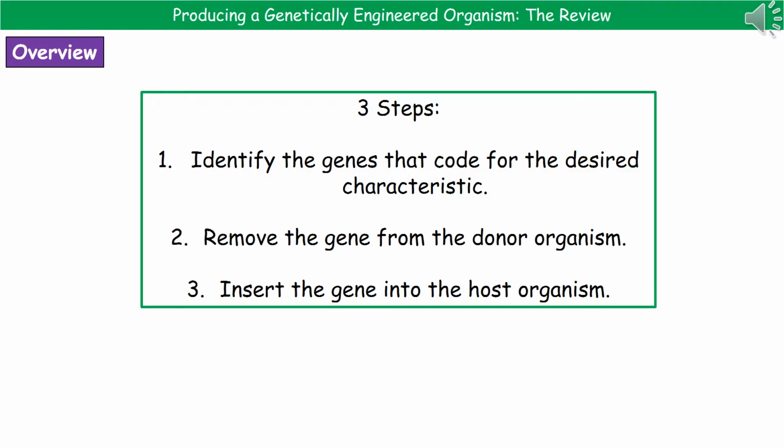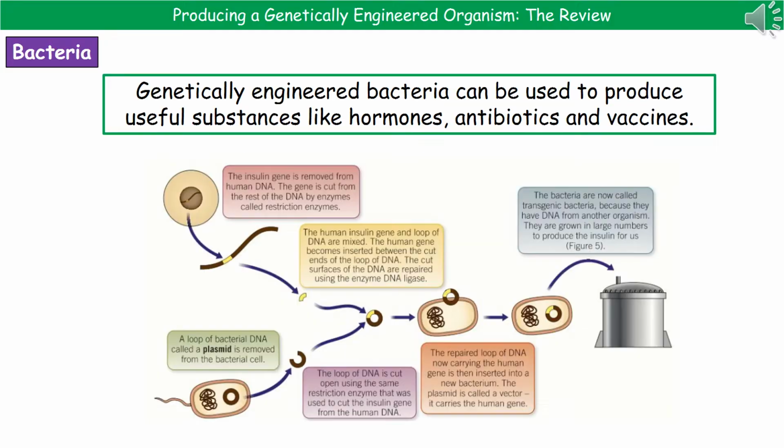Firstly, we identify the genes that code for our desired characteristic. Secondly, we remove that gene from the donor organism. And finally, we insert the gene into our host organism.